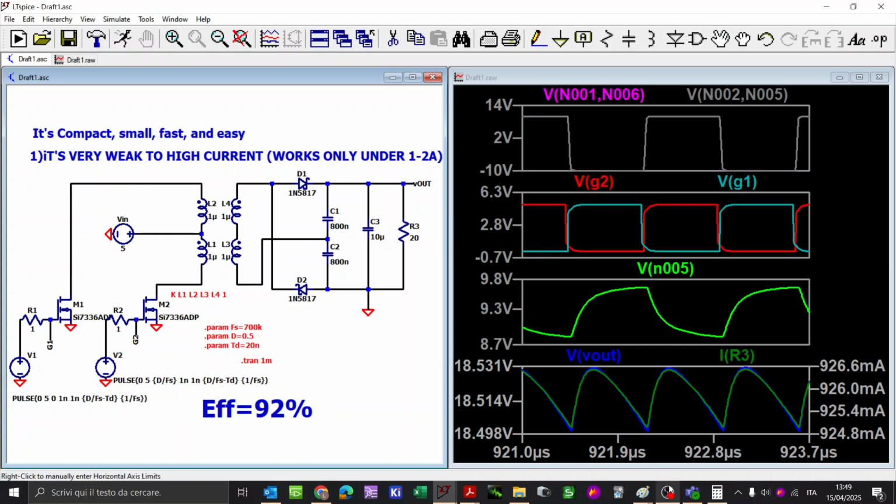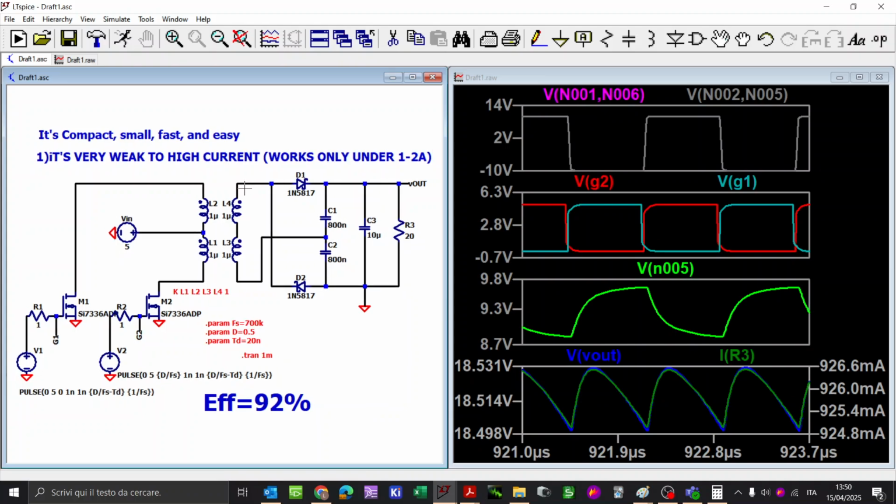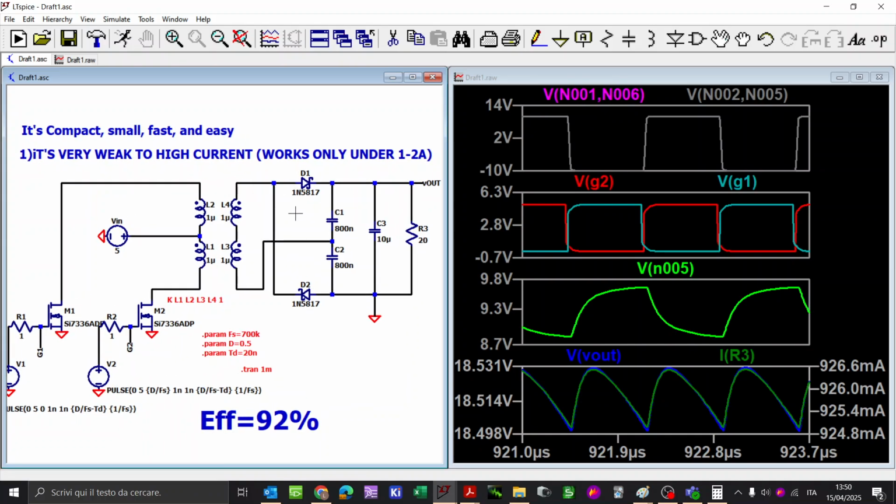Thank you guys for your attention, and the next video will involve designing a complete push-pull with the inductor. As you can see, this push-pull does not require the inductor because it's a very, very low voltage, very, very low power. So there is no reason to design an inductor and to filter out the output voltage and current.